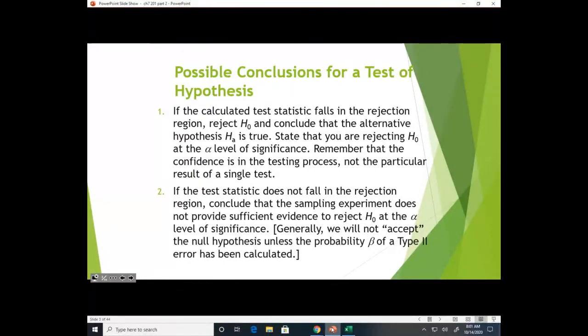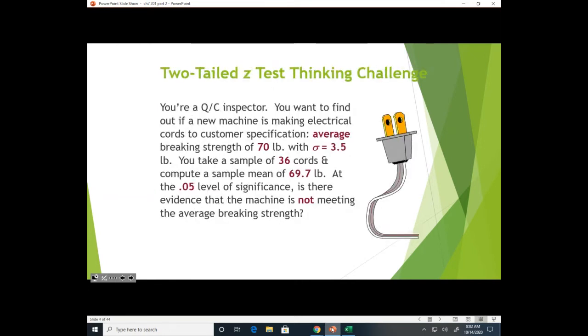If the test statistic does not fall in the rejection region, we conclude the sampling experiment does not provide sufficient evidence to reject the null hypothesis at the alpha level of significance. Generally, we will not accept the null hypothesis unless the probability of beta, or type 2 error, has been calculated. We're going to talk a little bit about beta towards the end of class, but it's pretty laborious to calculate and not often used unless you're doing human subjects research. So let's do an example.